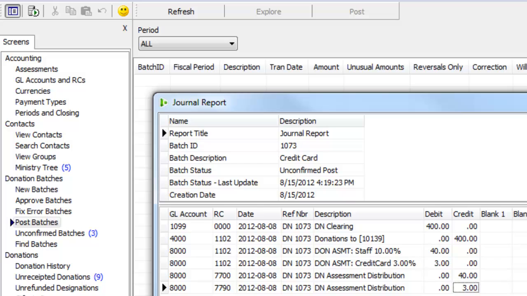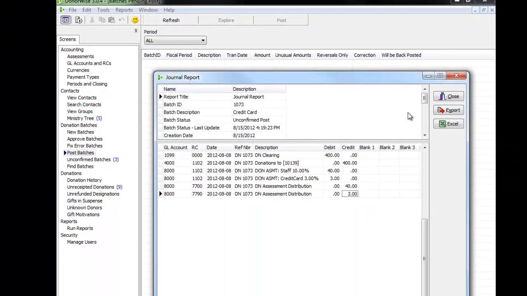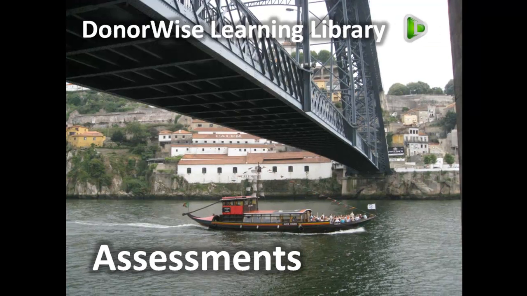Now, if your ministry was using the same fund for all assessments, this would be 43 and would be combined into one line. So that's a quick overview of assessments.